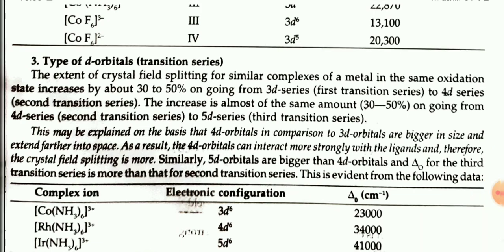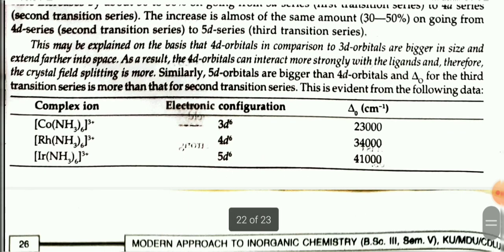Third, the extent of crystal field splitting for similar complexes of a metal in the same oxidation state increases by about 30 to 50% on going from 3d series to 4d series. The increase is almost of the same amount on going from 4d series to 5d series. This may be explained on the basis that 4d orbitals, in comparison to 3d orbitals, are bigger in size and extend farther into space. As a result, the 4d orbitals can interact more strongly with the ligands, and therefore the crystal field splitting is more. Similarly, 5d orbitals are bigger than 4d orbitals, and Δ naught for the third transition series is more than that of the second transition series. This is evident from the following data.